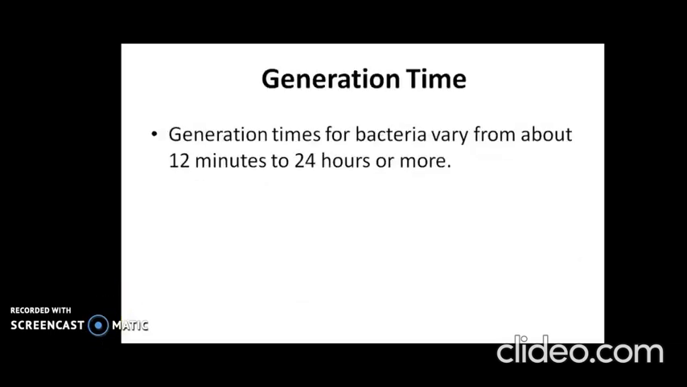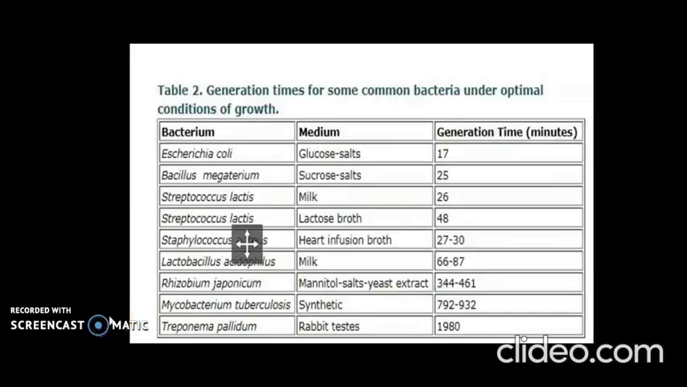We have already discussed the generation time in the exponential phase, and it is defined as the interval of time between two cell divisions, or the time required for a bacterium to give rise to two daughter cells under optimal conditions. The generation time for bacteria varies from about 12 minutes to 24 hours or even more. The generation times for some common bacteria under optimal conditions of growth are given. For E. coli, if the medium contains glucose and salt, the generation time will be around 17 minutes. Bacillus megaterium, it's 25 minutes. Streptococcus lactis in the presence of milk, it's 26 minutes.